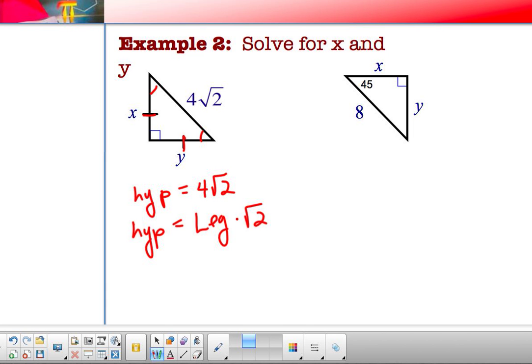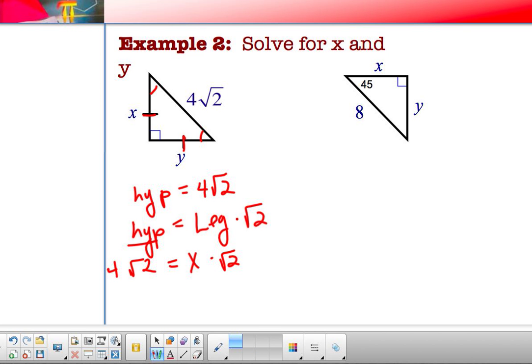Oops, sorry about that. We see that the hypotenuse is equal to 4 root 2. I also know that the hypotenuse is equal to whatever the leg is times the square root of 2. So let's plug in the information I know and the information I want.